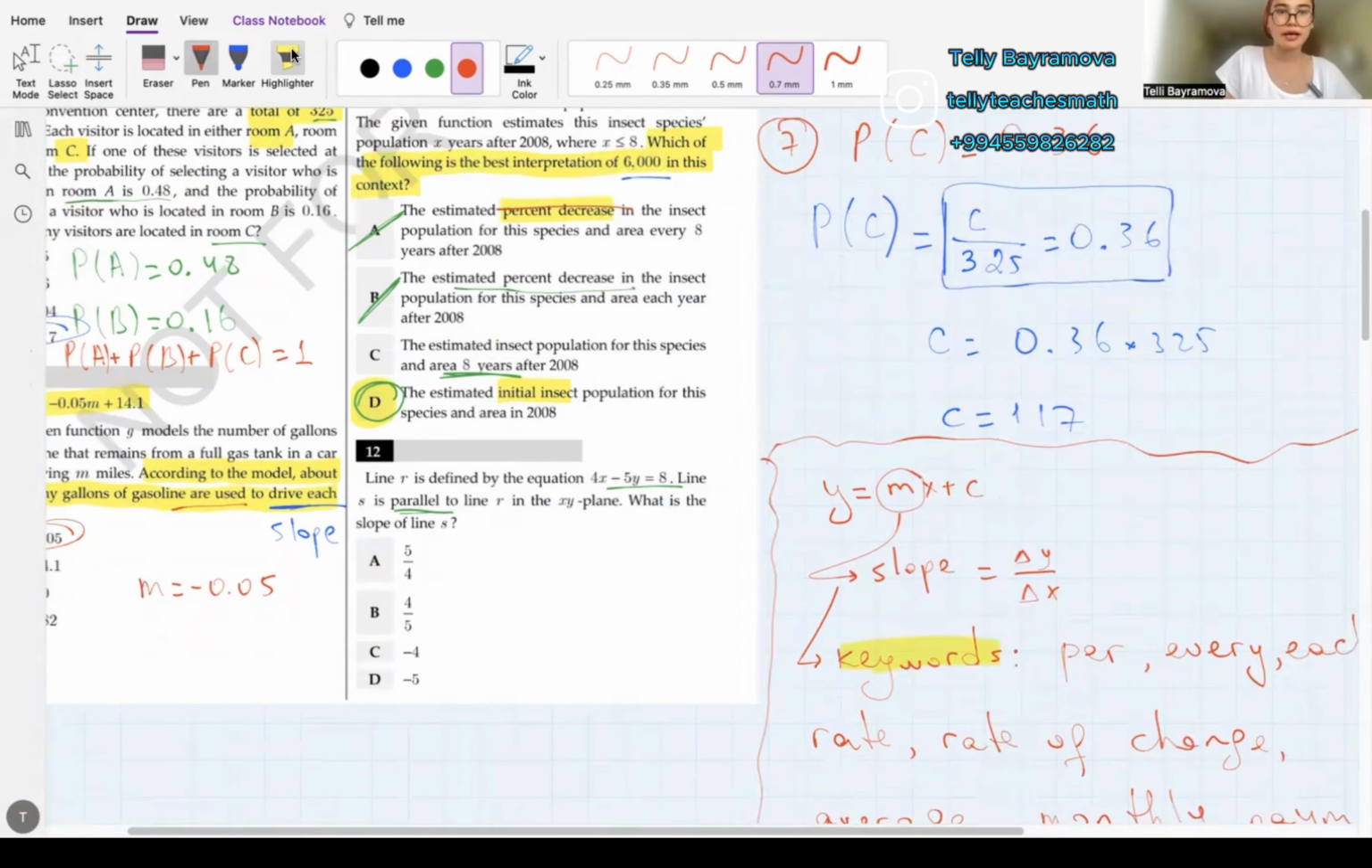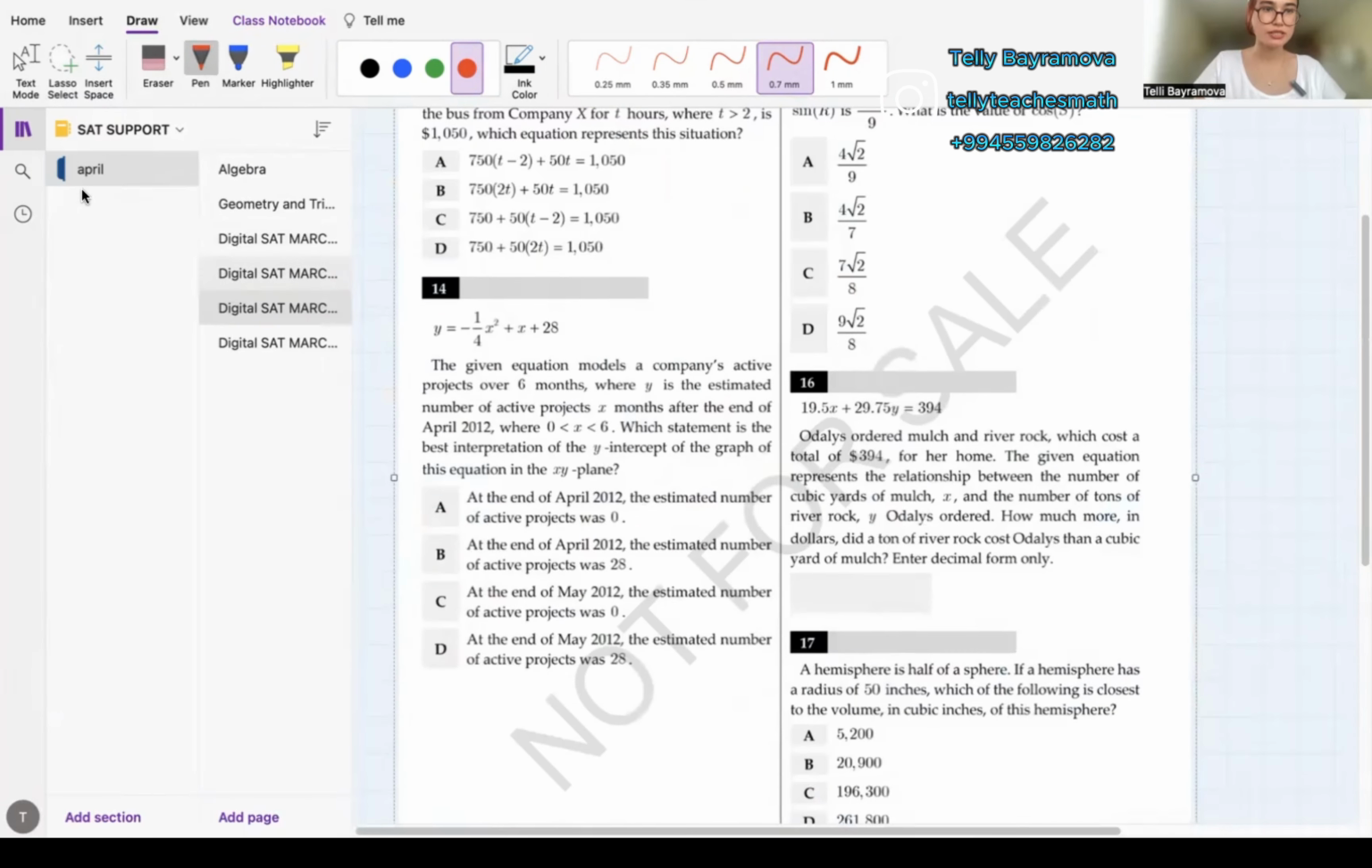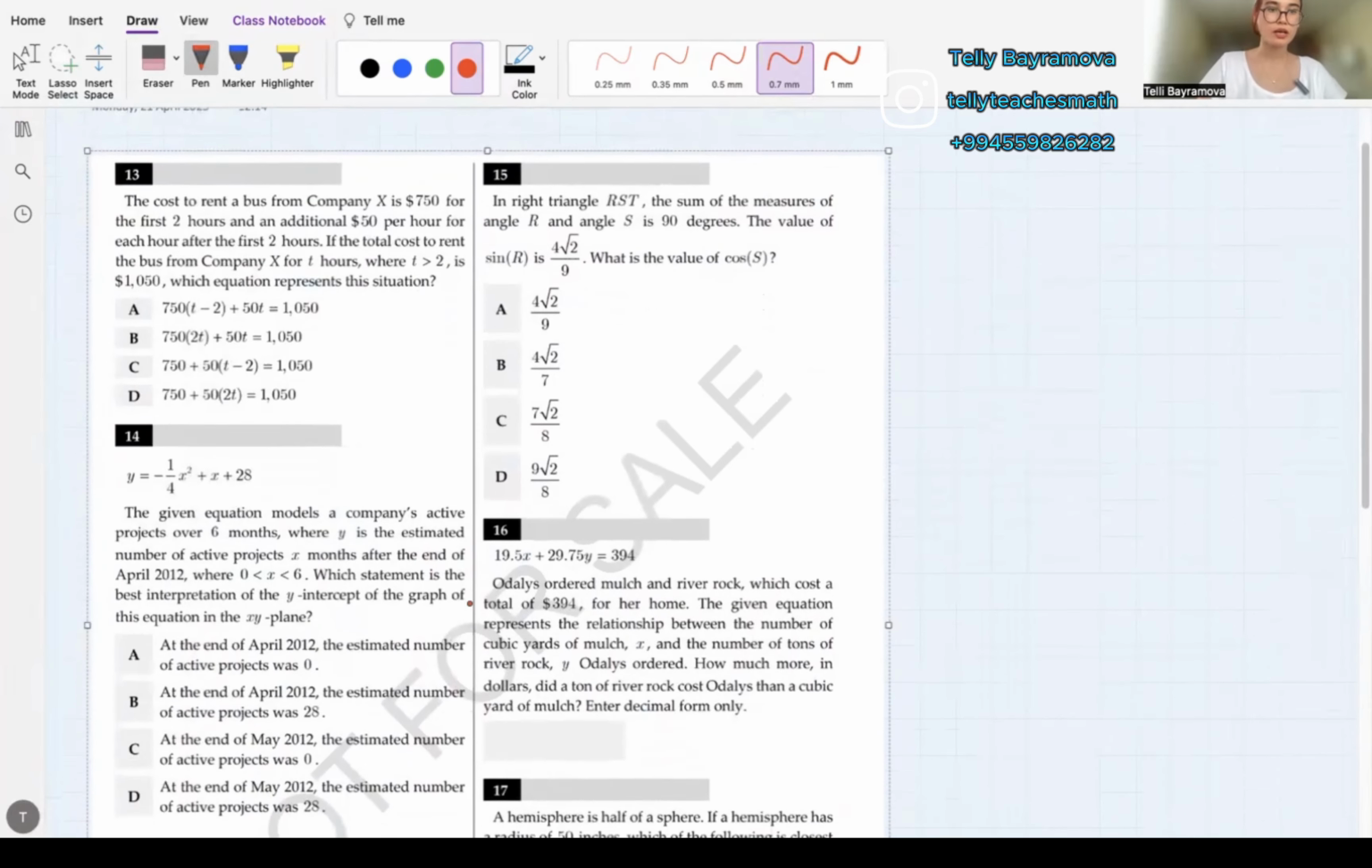Let's look here. Parallel means the same slope. So what do we know? Negative m equals negative a over b, which is negative 4 over negative 5. Negative will be positive. Next, questions from 12 to 17.